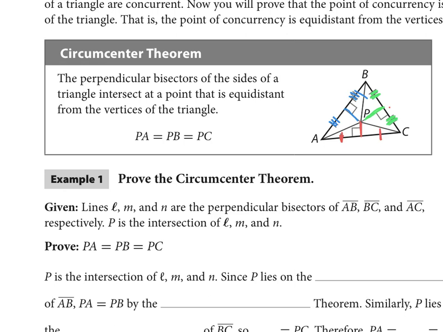And what it's saying is that PA is equal to PB is equal to PC, okay? The perpendicular bisectors of the sides of a triangle, so those were the red, green, and blue, the perpendicular bisectors of each side, intersect at a point that is equal distance from the vertices of the triangle, and that's what I wrote in yellow.